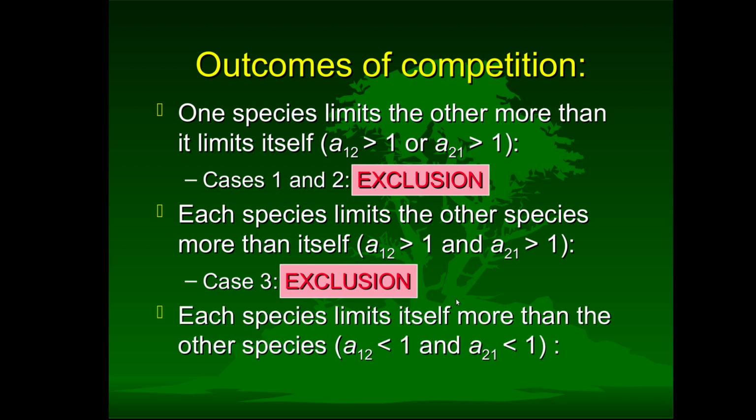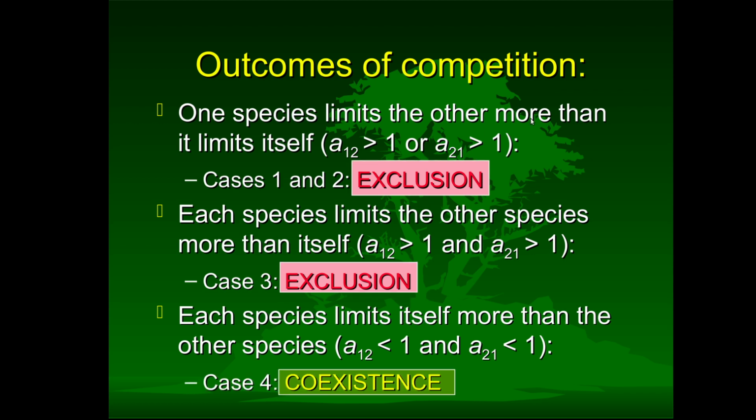And if each species limits itself more than the other species, so both competition coefficients are smaller than 1, then we have coexistence. And basically what this comes down to is that a high consumption rate of the limiting resource reduces availability of the resource for the other species and increases the likelihood of excluding that species.